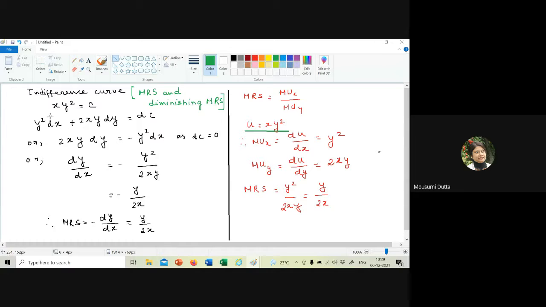So directly from the utility function, deriving MUx and MUy, I can derive MRS. Or alternatively, I can consider the indifference curve, which I can write directly from the utility function, and then go for total differentiation of both sides. Solving the equation, I get −dy/dx, and MRS = −dy/dx = y/2x. Anybody has any query, any question? Is it clear? Yes or no?